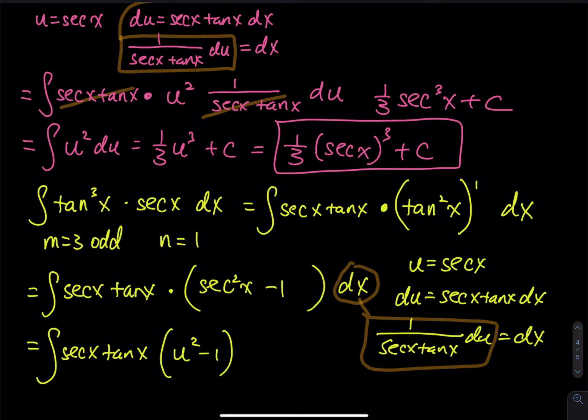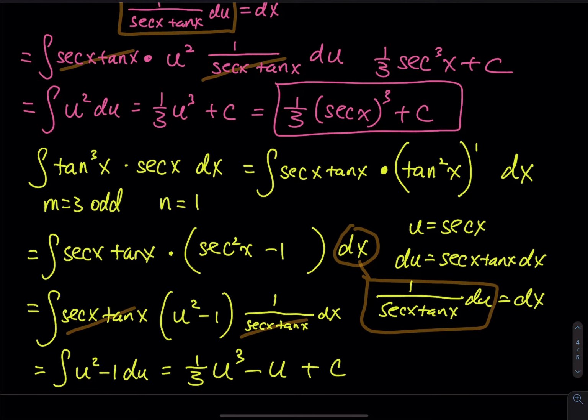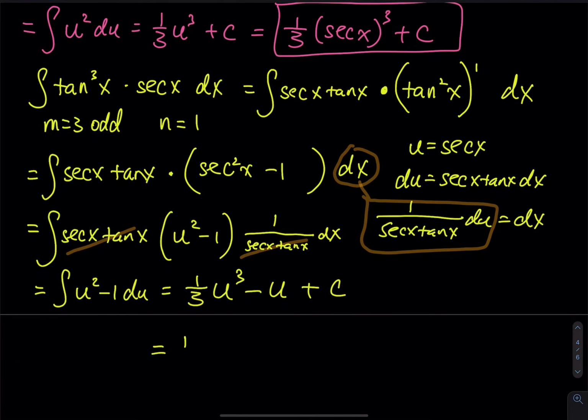So the dx becomes 1 divided by secant x times tangent x du, and then we can get rid of the secant and the tangent. So this is only the integral of u squared minus 1. That becomes the integral of u squared minus 1 du, simple: 1/3 u to the third minus u plus c. And then we let u equal secant, so that is 1/3 secant x raised to the third power minus secant x plus c.